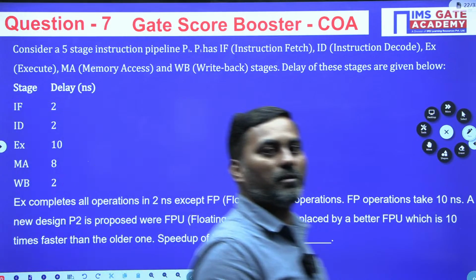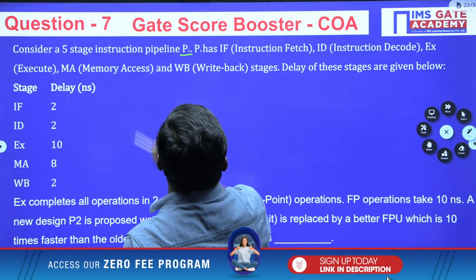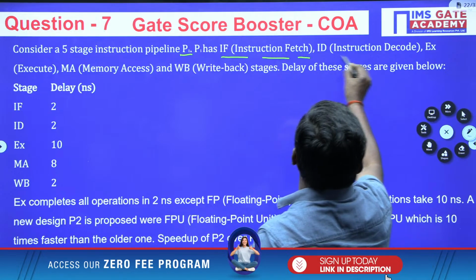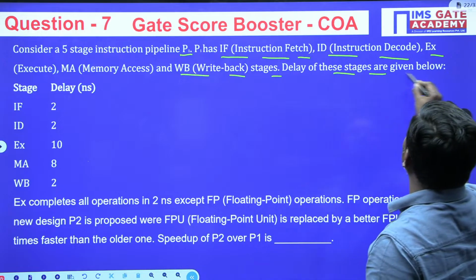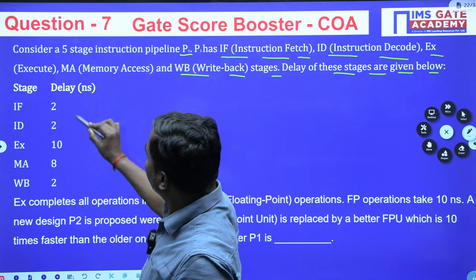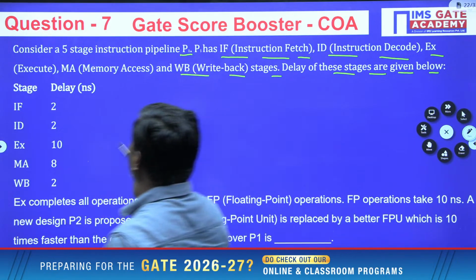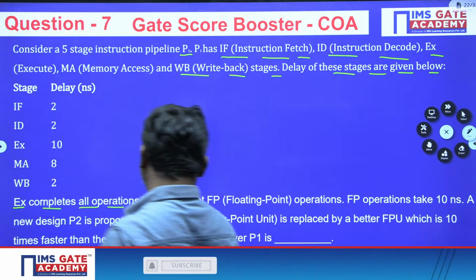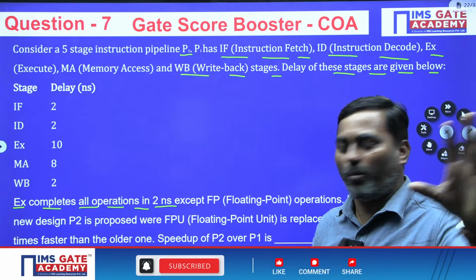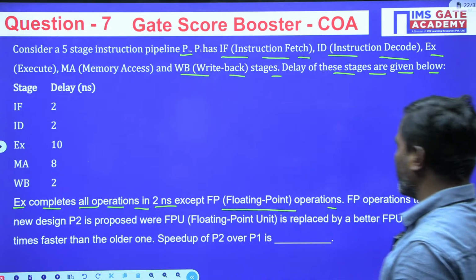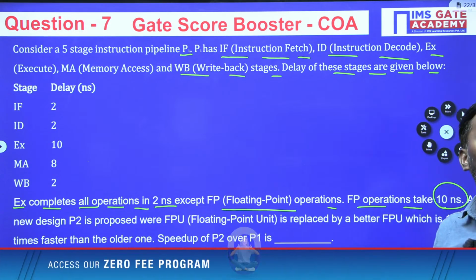Another interesting question, pipeline based only now. Consider 5-stage instruction pipeline P1, with instruction fetch, instruction decode, execution, memory access, and write back stages. Delay of these stages are given below. Instruction fetch 2 nanoseconds, 2, 10, like this given now. Execution stage, EX means execution, will take 2 nanoseconds for all operations except floating point operations. This floating point operation takes 10 nanoseconds under P1 now.